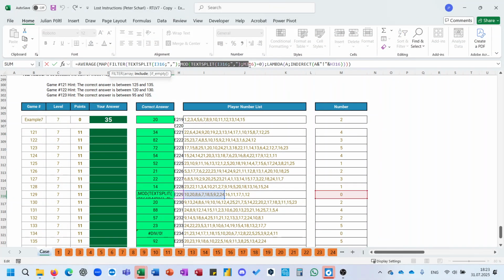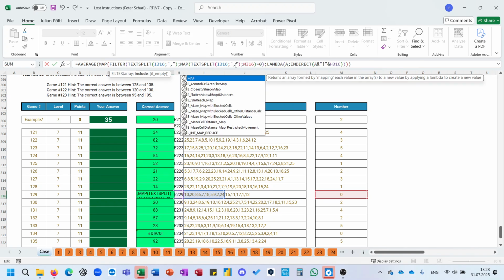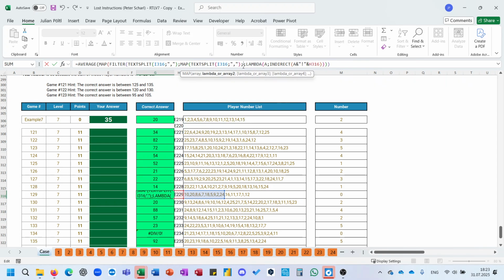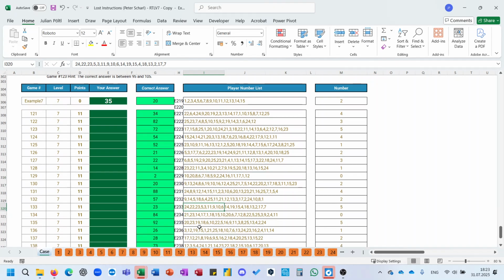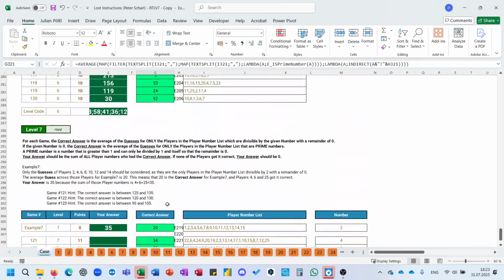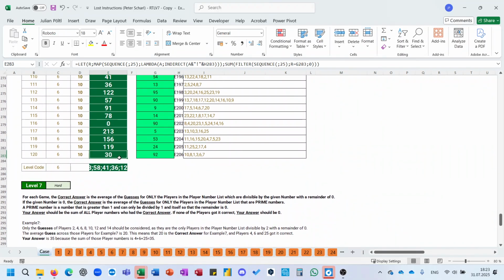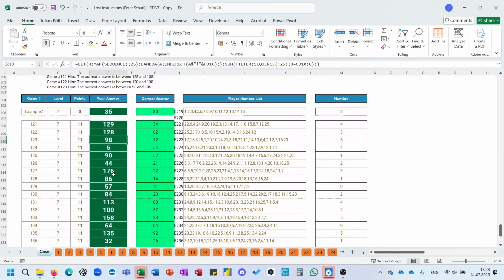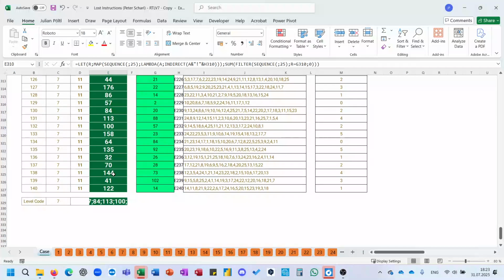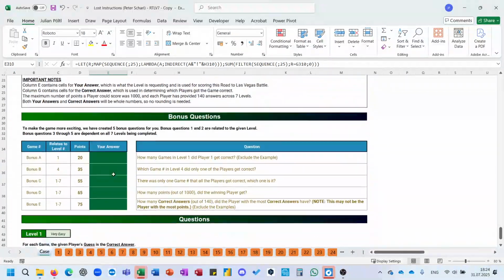And I'm fortunate enough that I have a prime lambda. So map text split lambda a is prime a for those two guesses here. And then sum of all players who had the correct answer, 35, 129, 120, 89, 98. So all levels solved. Let's go to the bonus questions.